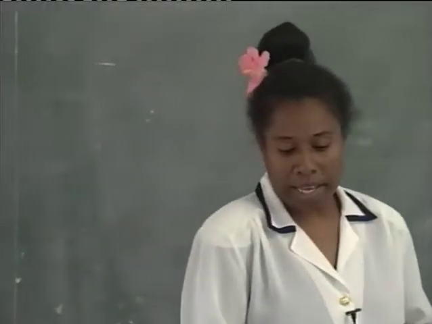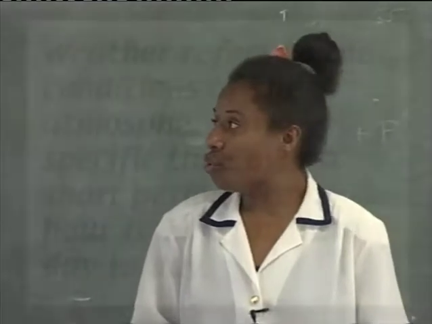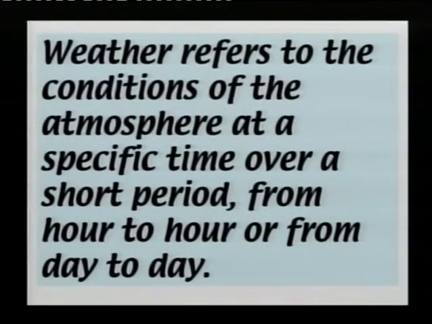The reason why weather has to do with specific conditions over a short period of time is because the elements are unpredictable. They tend to change within maybe, say, hours, or even within minutes, or even from one day to the next.